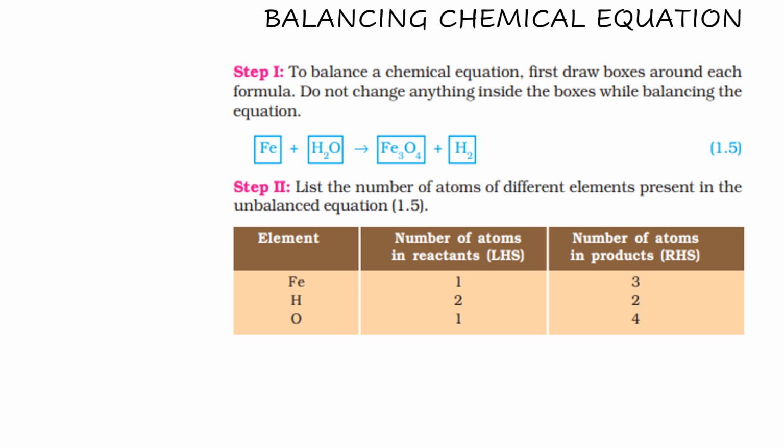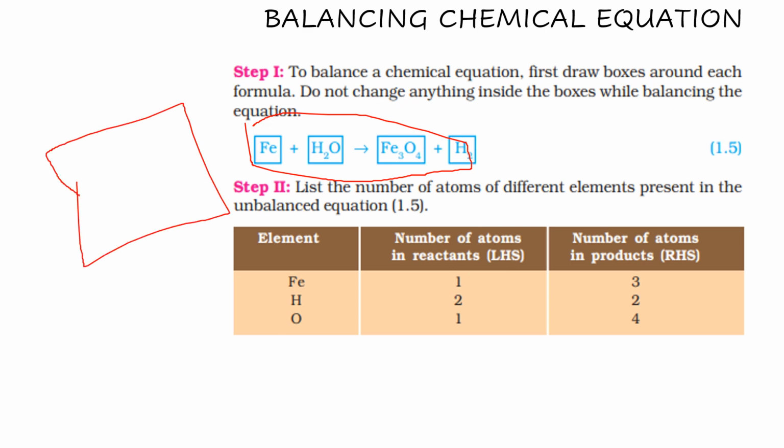For balancing a chemical equation, we undergo certain steps. So, we'll come to know about these steps one by one. First, we need to consider a chemical equation. Draw a box around each and every element or compound. Second step, we have to make a table, in which we have to make three columns.